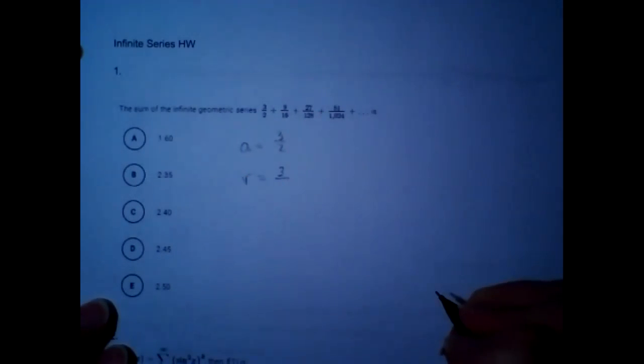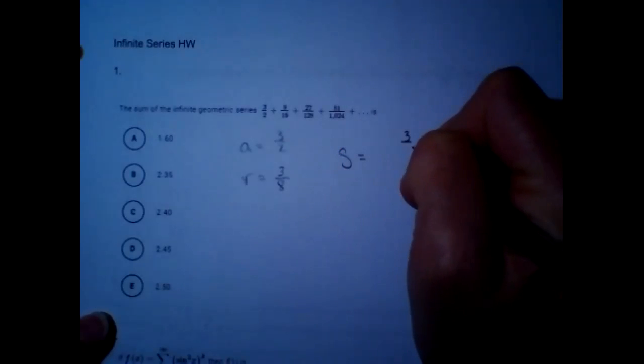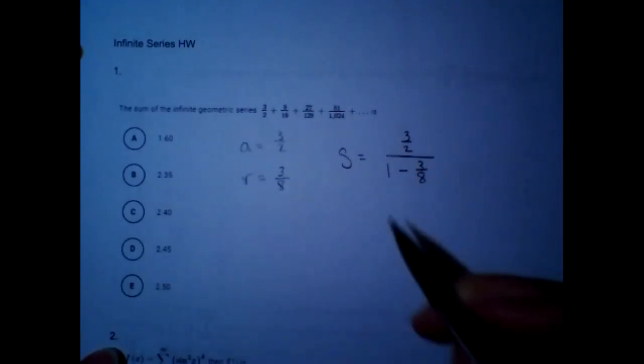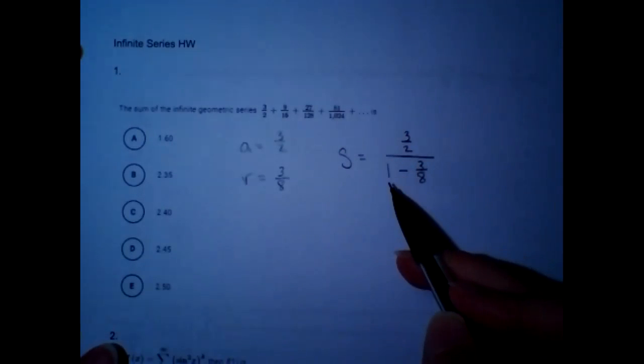For the numerator, we're multiplying by 3 each time. And for the denominator, we're multiplying by 8 each time, so r is 3/8. And so the sum of the series is going to be 3/2 over 1 minus 3/8. And so this would be 8/8 minus 3/8, which would be 5/8.